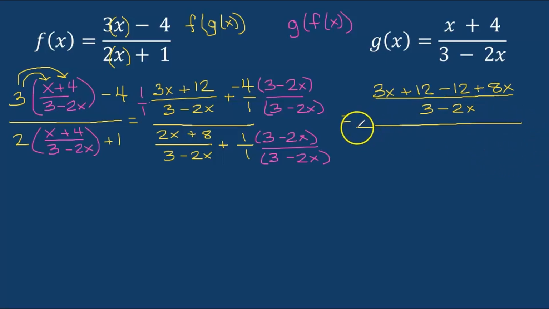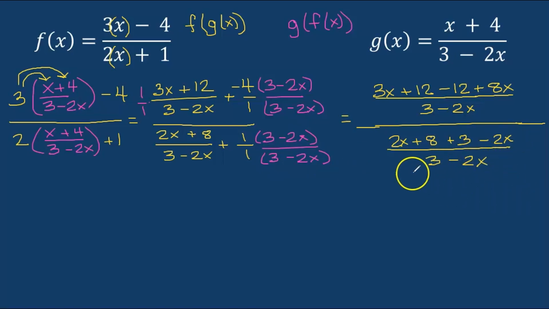This is my large fraction line, the one that's separating the numerator's fraction from the denominator's fraction. Now we're going to do exactly the same thing down here. We have 2x plus 8, and 1 times 3 is 3, and 1 times negative 2x is negative 2x, and we have 3 minus 2x in the denominator.